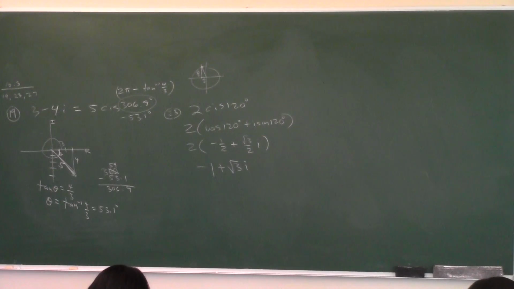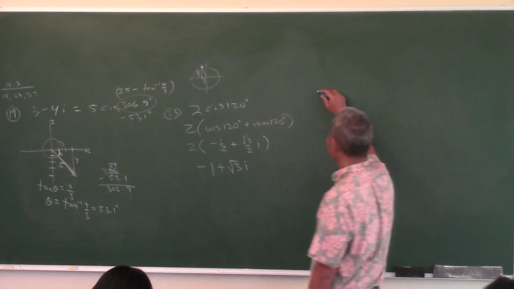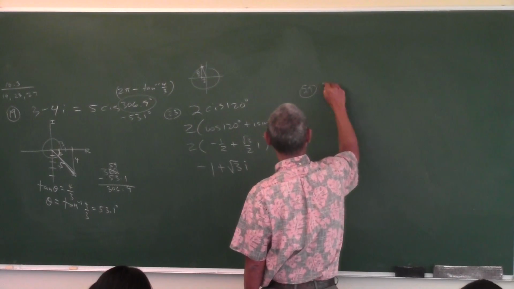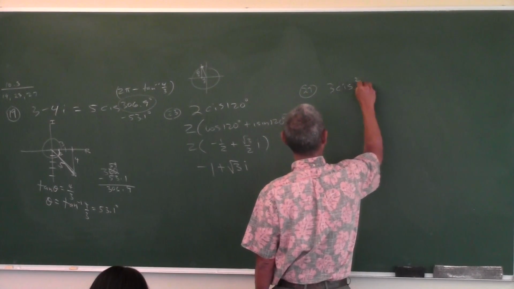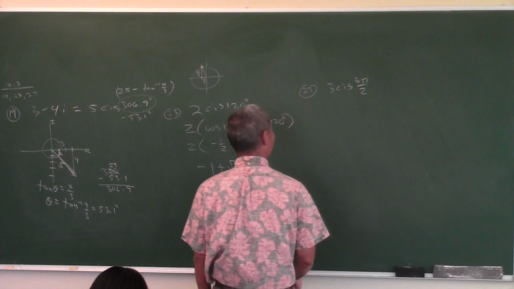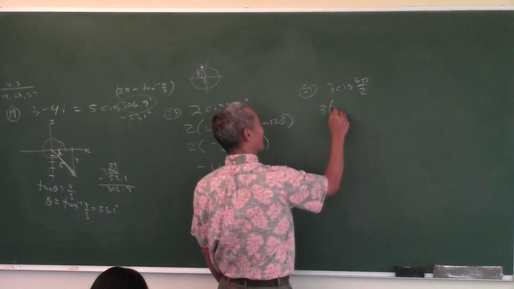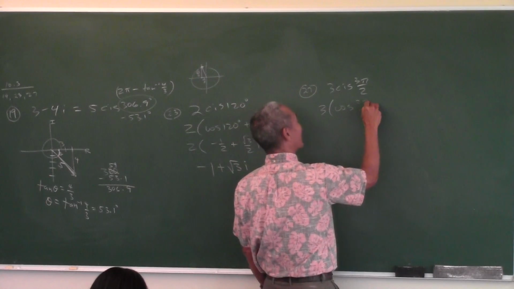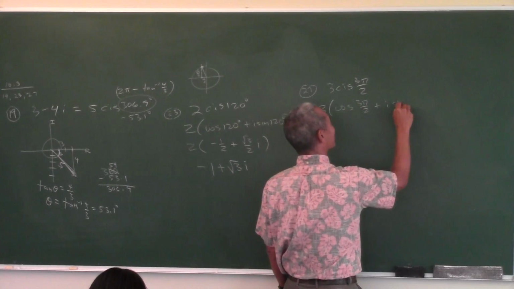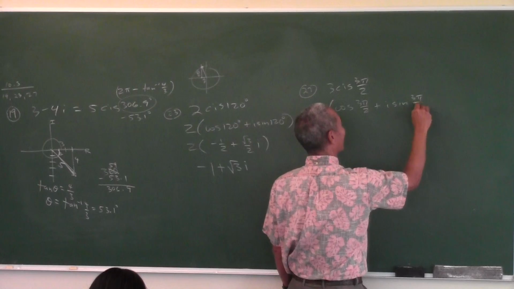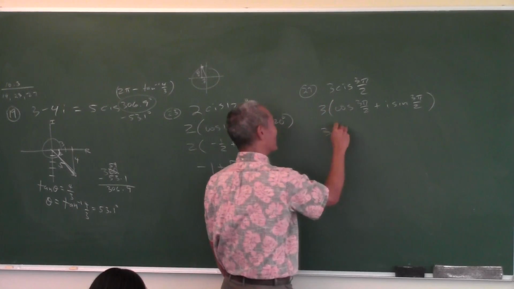27, 3 kiss 3 pi over 2. Write this in standard form. Well, what is kiss an abbreviation for? Cosine theta plus i sine theta. And then you just gotta know your trig values.